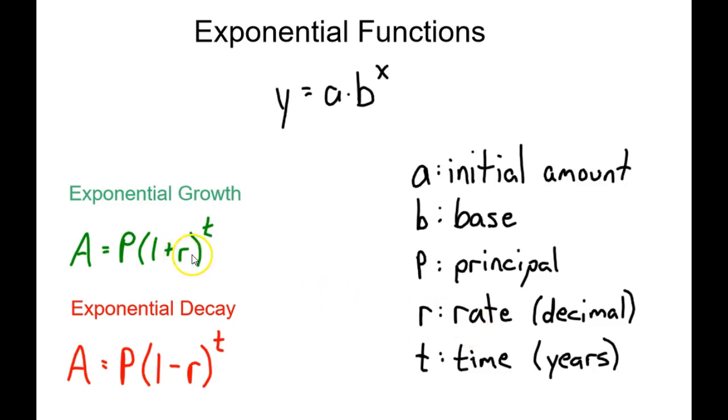R represents our rate, which when we put it into the equation, we always want to write as a decimal. So if we're given the rate as a percent, we first have to convert that to a decimal. And then T represents time. And we're going to assume the time is in years unless we're told otherwise in the problem. Okay, capital A just represents the amount we have at the end after we have the rest of our information. It's essentially the same as y. It's the value we're trying to find.